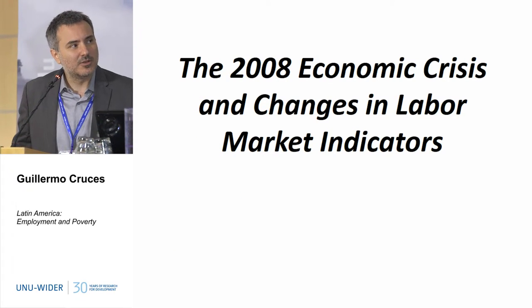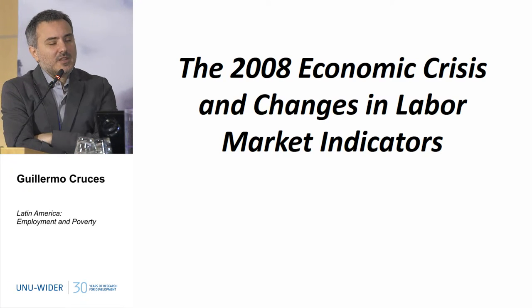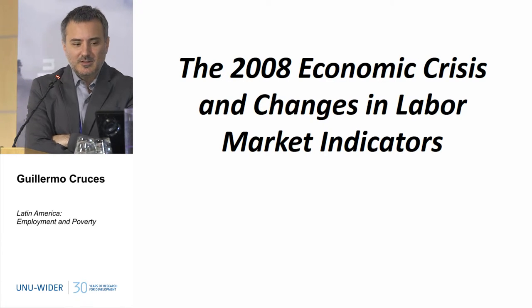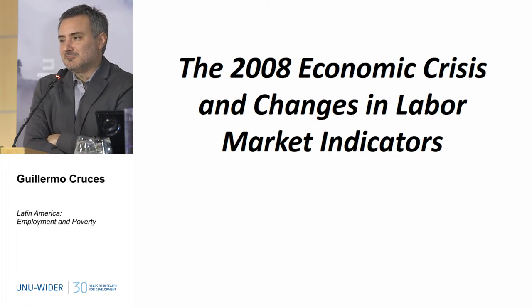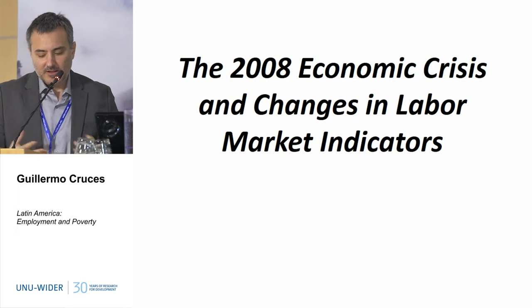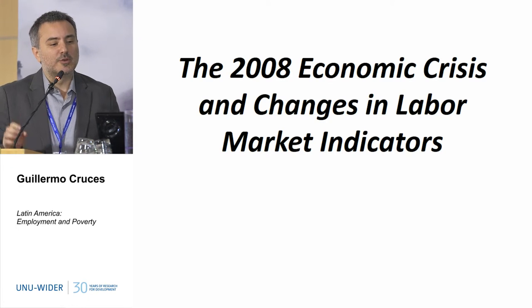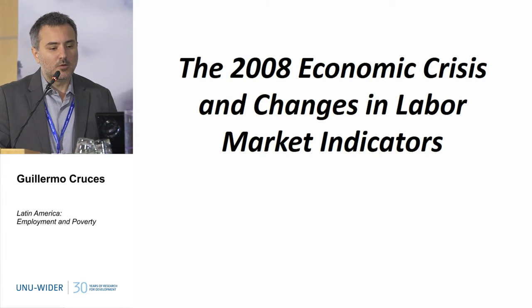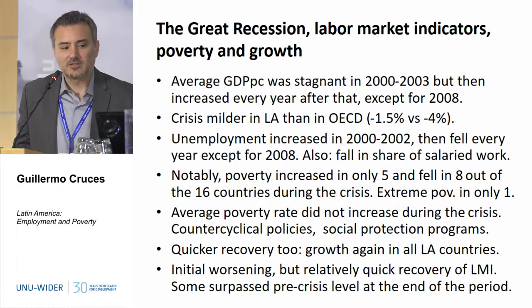Now, looking at the extremes of our period under study is very nice, but we have this blip in between, the Great Recession. We had these discussions about how to call this international crisis, Great Recession, whatever you want to call it, in 2008. And so we definitely wanted to see, and after discussions with Finn and people more widely, we wanted to concentrate a little bit on what happened during this period in the region with respect to growth and labor market indicators. And so average GDP was stagnant in 2000-2003, but then it increased in every year except for 2008.